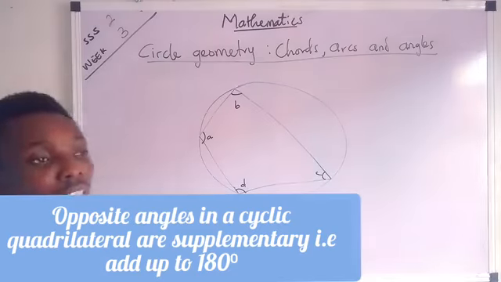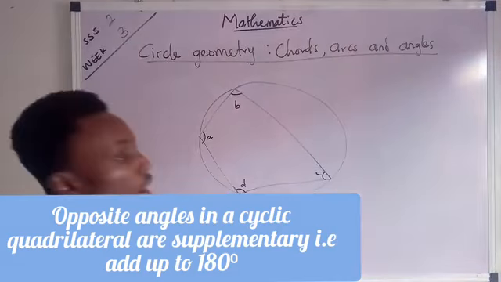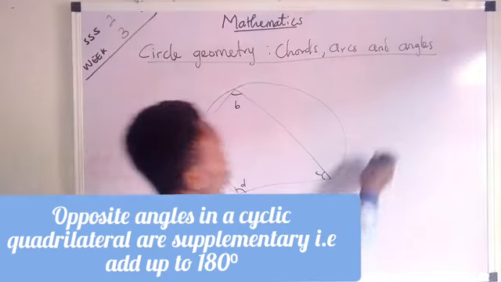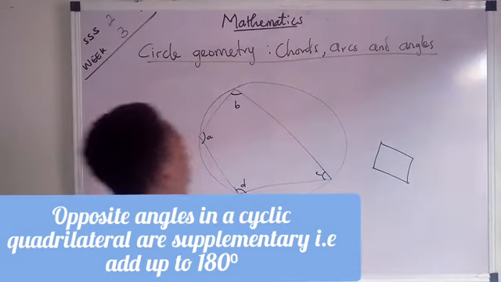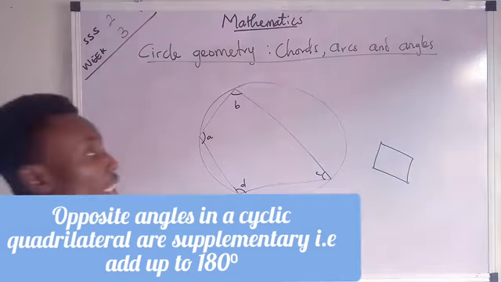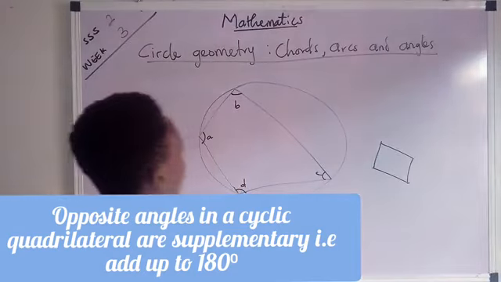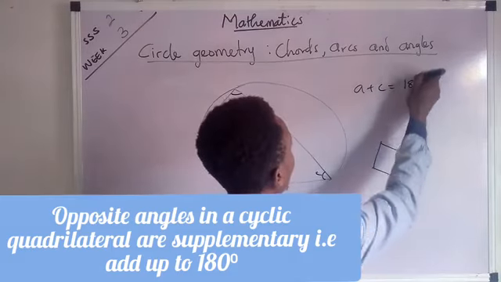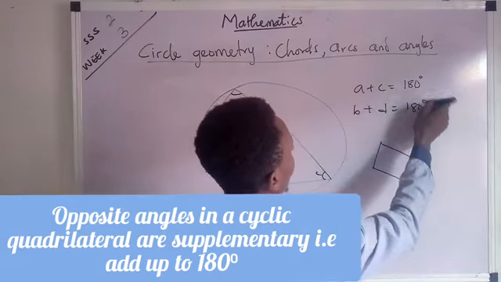And a cyclic quadrilateral is one whose vertices touch the circumference of a circle. These are the vertices. So if you have a shape like this, these are the vertices of your shape. Okay. And the word supplementary means that they add up to what? 180 degrees. So it means that what? A plus C is equal to what? 180 degrees. And also B plus D is equal to what? 180 degrees.